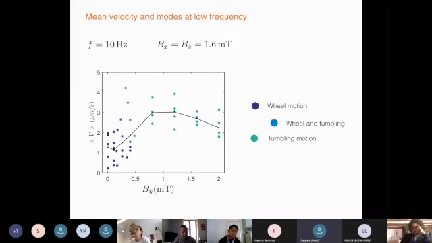So now, if we look at the velocity of the triangle as a function of the transverse component, the amplitude of the transverse static field, we see that at low amplitudes we have this wheel motion, and when you increase this amplitude further, you have the tumbling motion, and between the two you have coexistence between these two modes.